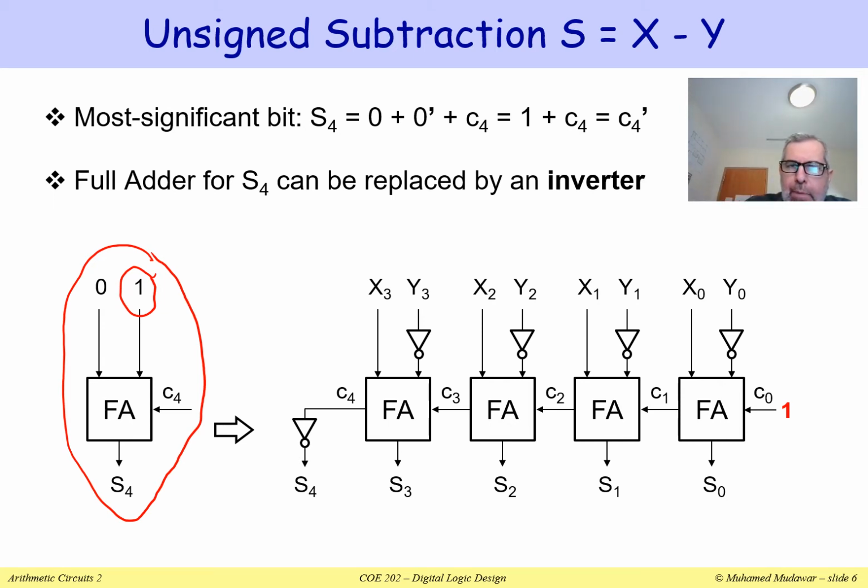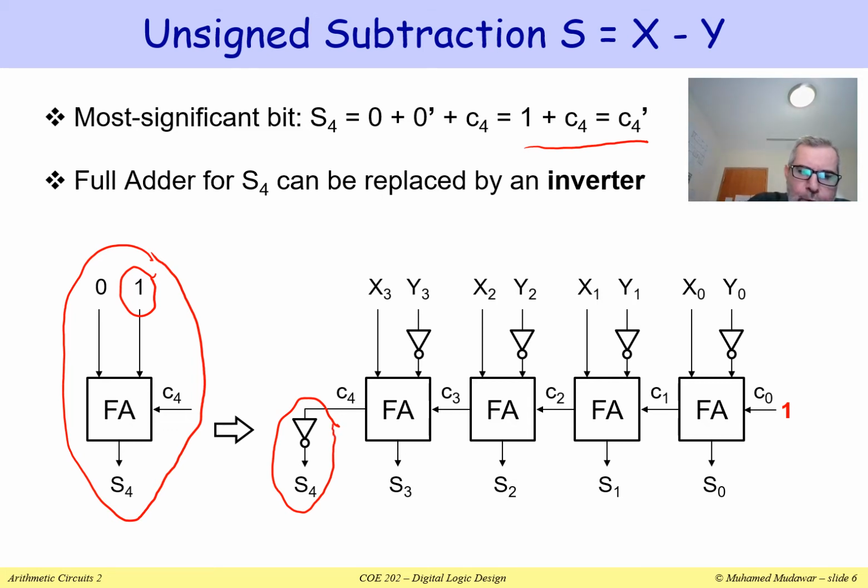But what is 1 plus C4? 1 plus C4 is equal to C4 prime. Why is it C4 prime? Because if C4 equals 0, we get 1. And if C4 is equal to 1, we get 0 and a carry. But the final carry here, we don't actually need an extra carry, so we only get a 0. So if C4 is equal to 0, we get a 1. If C4 is equal to 1, we get a 0. So we can replace this full adder here with an inverter.